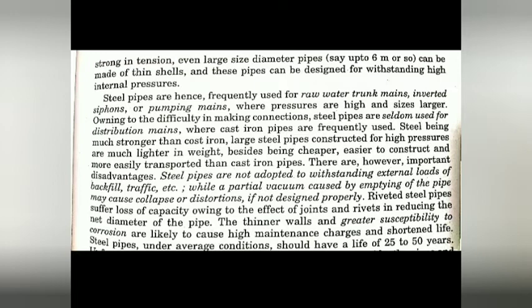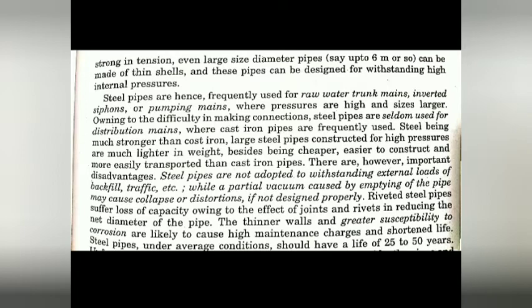So steel pipes are frequently used for raw water trunk mains, inverted siphons, and pumping mains, because pumping mains and water mains have more pressure compared to the other distribution supplies, where pressures are high and sizes are larger. Owing to the difficulty in making connections, steel pipes are seldom used for distribution mains, where cast iron pipes are frequently used, instead of which we can go for steel pipes.